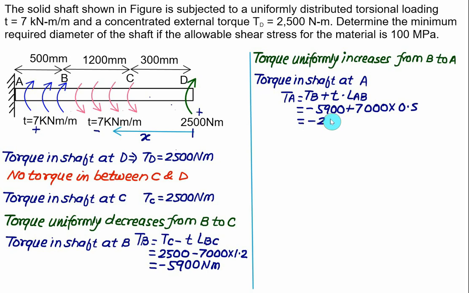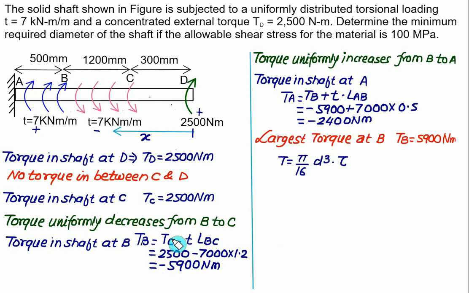So we get TA, the torque at the fixed end, equal to minus 2400 Newton meter. This value is also less in magnitude as compared to B. It means that our maximum torque will be at B. So the design is based on the maximum torque. The largest torque magnitude is at B, equal to 5900. So you have to use this torque for designing purpose.